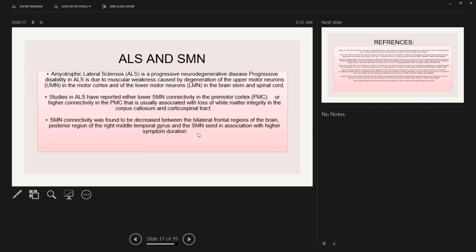Studies in ALS have reported either low concentration of SMN connectivity in the premotor cortex or higher connectivity in the premotor cortex that is usually associated with the loss of white matter integrity in the corpus callosum and the corticospinal tract. SMN connectivity was found to be decreased between the bilateral frontal region of the brain, posterior region of the right middle temporal gyrus, and the SMN, in association with higher symptom duration.